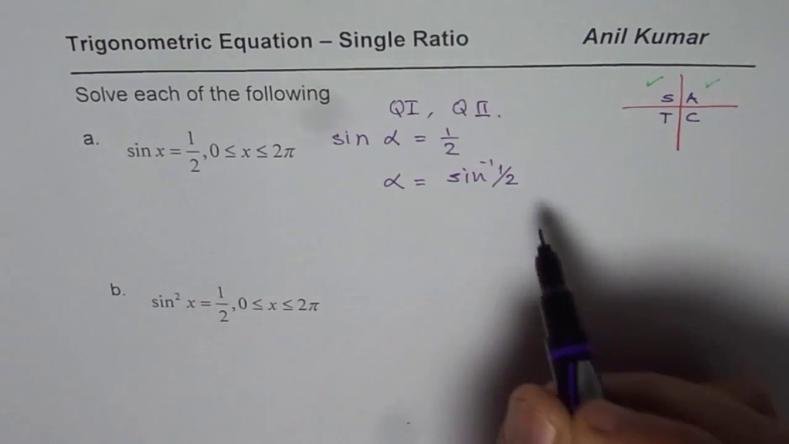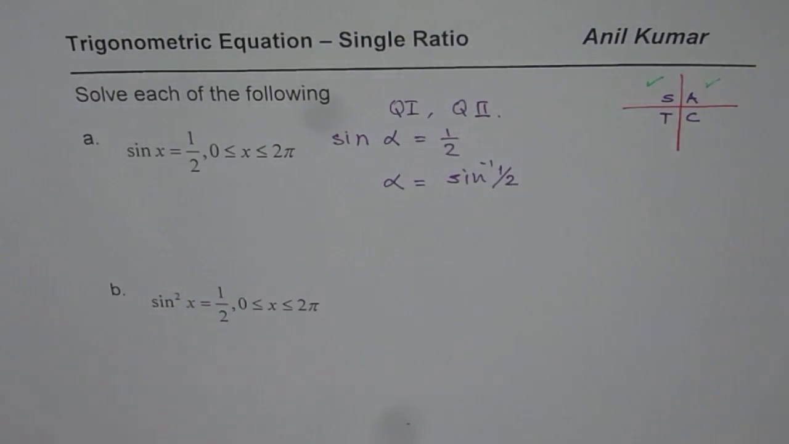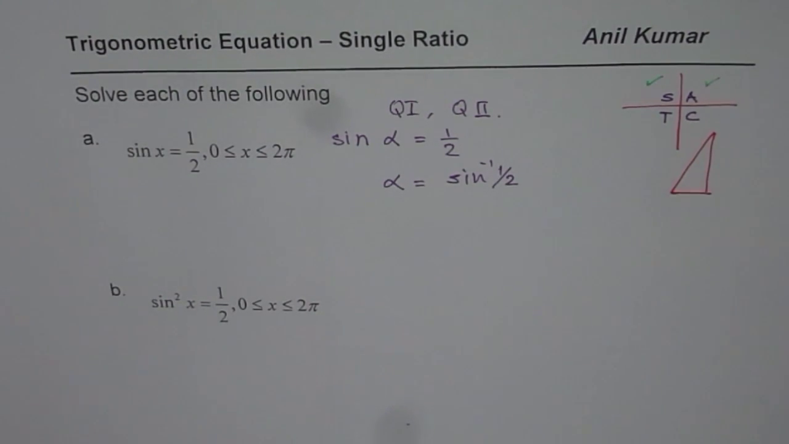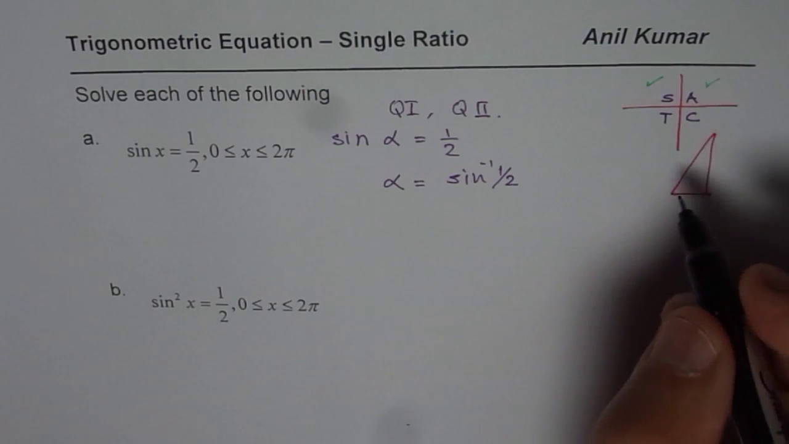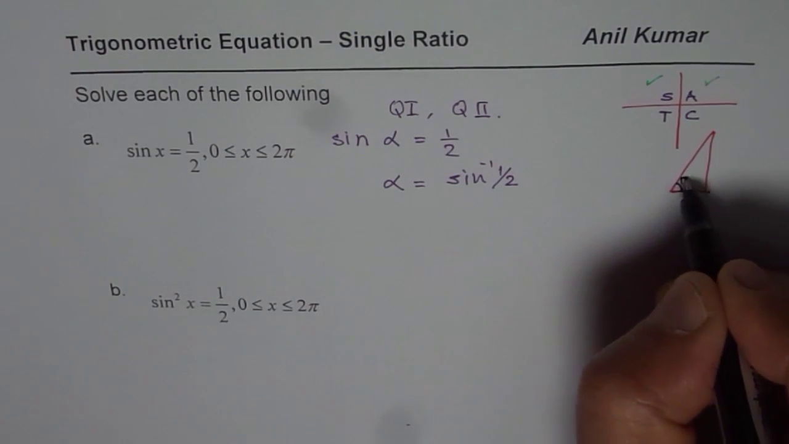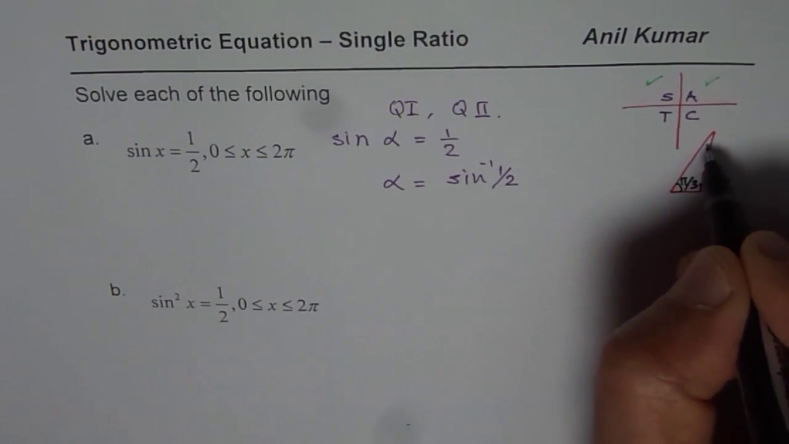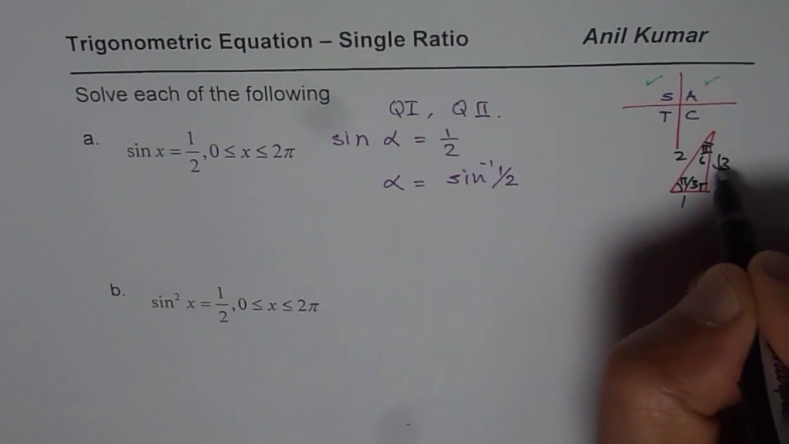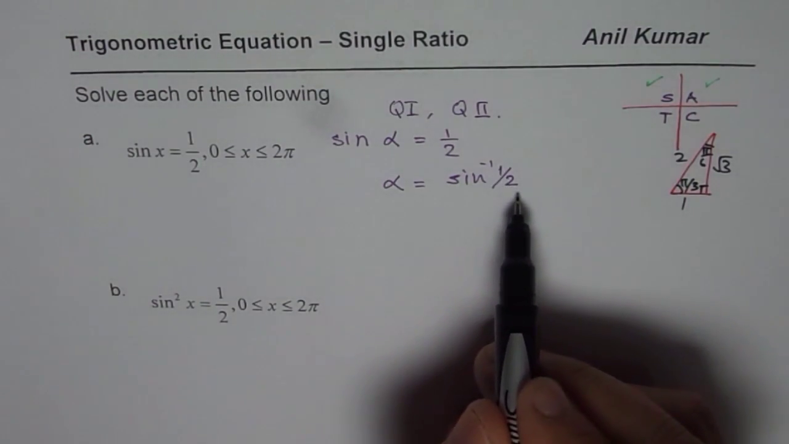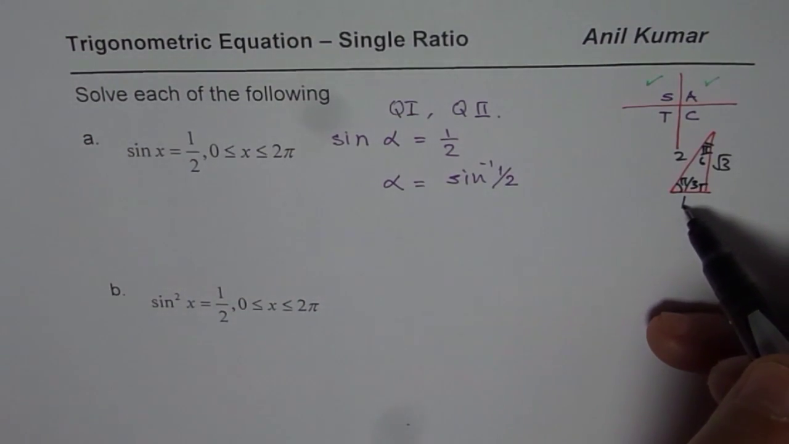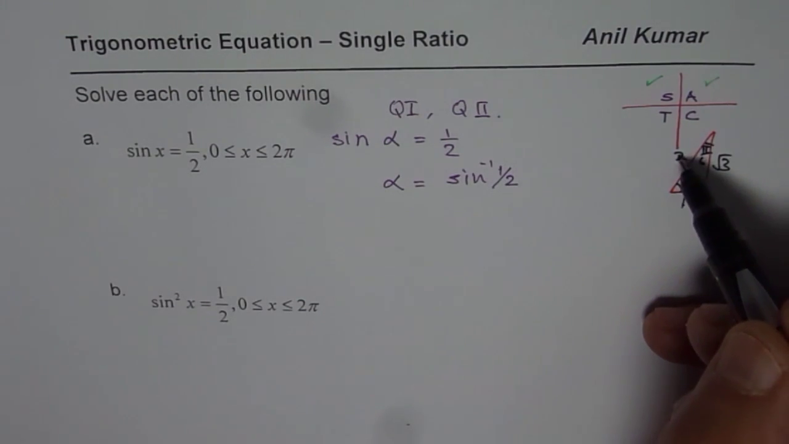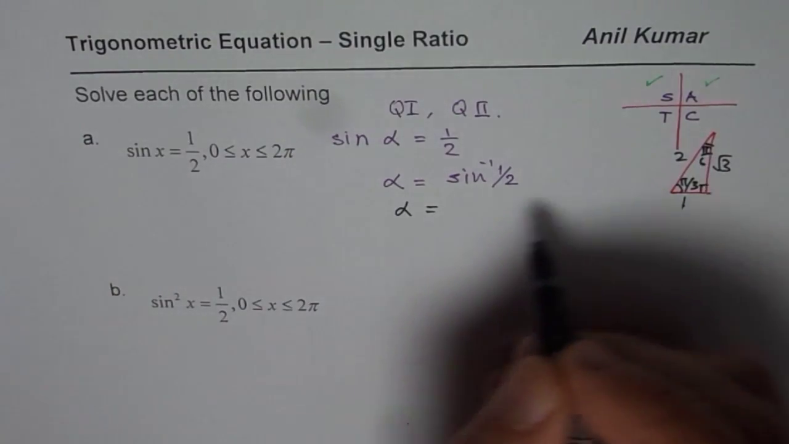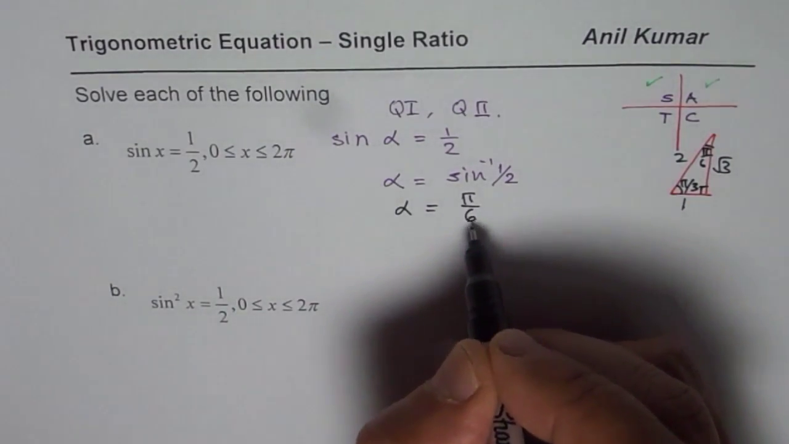Is that okay? Now I have taken some values which you can solve using special triangles. For example, half, I hope you remember, the triangle is pi by 3, pi by 6 and pi by 2, right? Pi by 6 and pi by 2. Sides are 1, 2, square root 3. We are looking for sine inverse of half. That means opposite side is 1 and hypotenuse is 2. So we get alpha as equal to pi by 6, correct? So that is the acute angle.